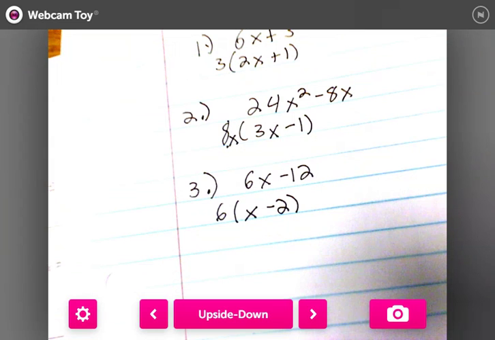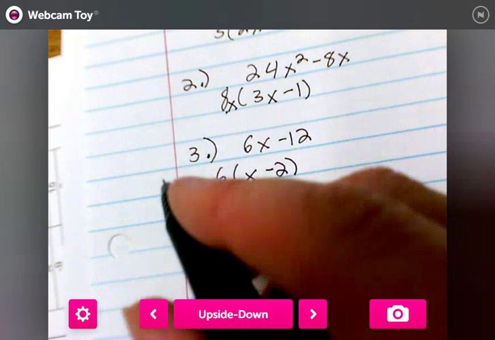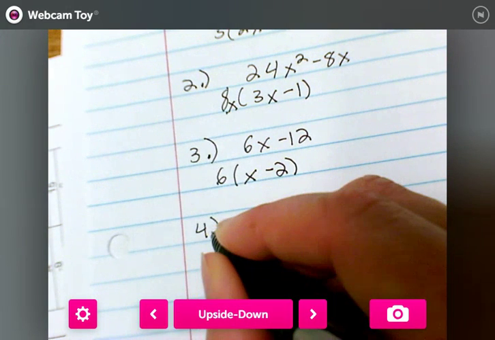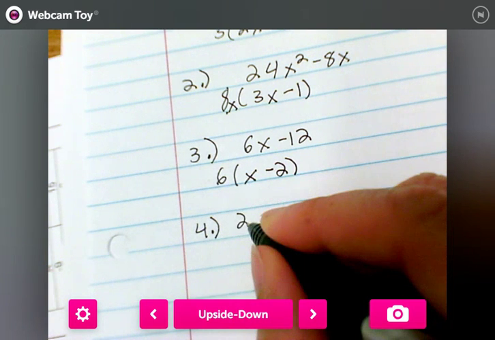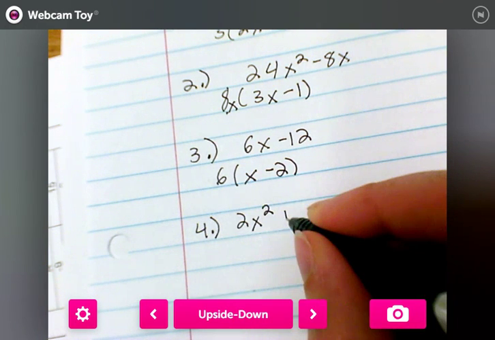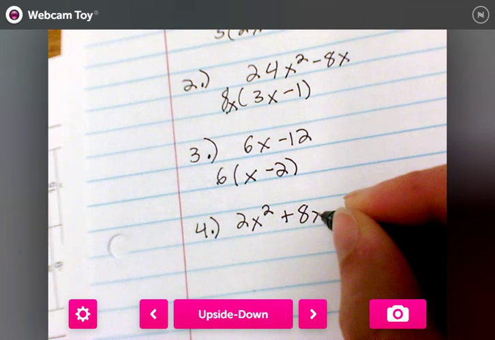Okay. We feeling pretty good about these? Let's keep going. Let's look at number 4. We've got 2x squared plus 8x. So we're going to pull out a 2.